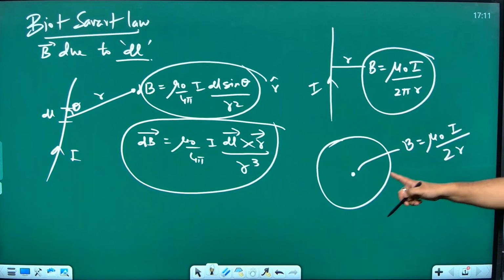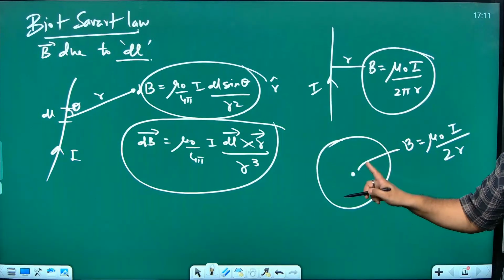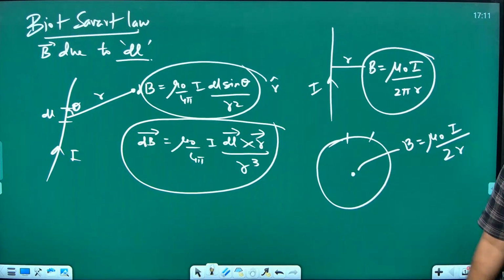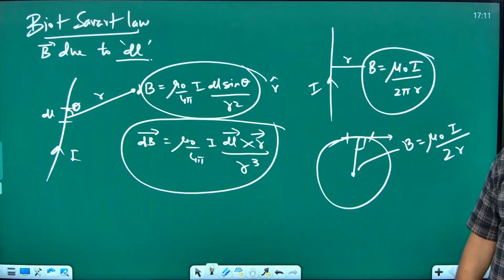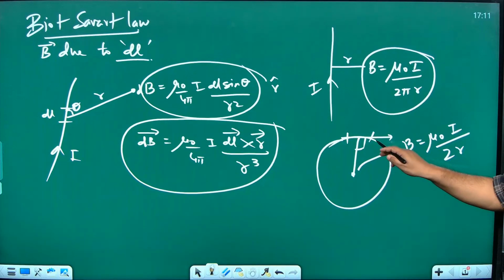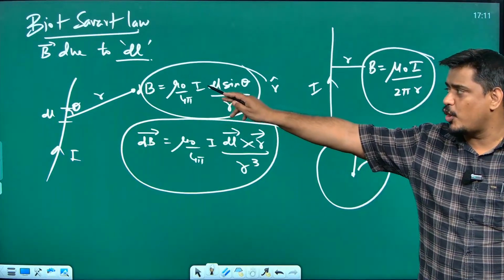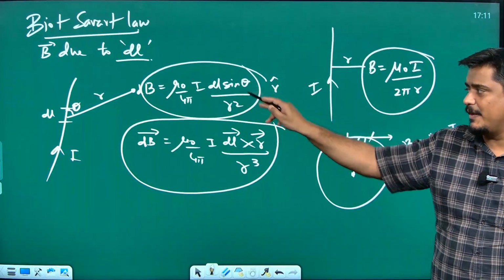This derivation I have done in the class. How did I derive it? I took a current element. Current element, if you see, the direction is perpendicular to the radius. So theta is 90 degrees here. Put here dB is equal to mu naught by 4 pi I dl sine 90 by r square.